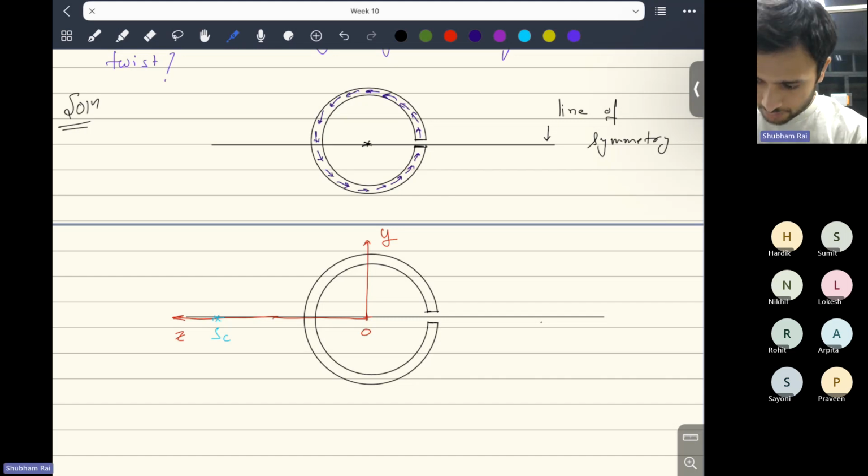Okay, so other information given here is that the thickness of this annular disk is T. So different color. So thickness is T, and let's say that the coordinate along this annular disk is S, right? And obviously this is line of symmetry.